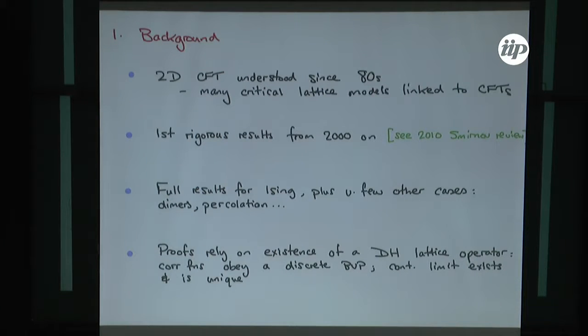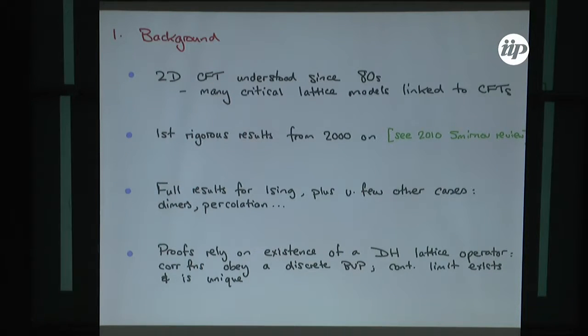Okay, so the background of all this is that 2D conformal field theory has been around a long time, since the 80s, and right from the earliest times, there were statements or conjectures about the connection between particular conformal field theories and particular critical lattice models. But they were conjectures. And the first really rigorous results on this came around the year 2000. And there are lots of people associated with that, but the name most associated with it is Stanislav Smirnov. And if you want a review of this, then this is a good place to read. This is from the Congress proceedings in 2010.